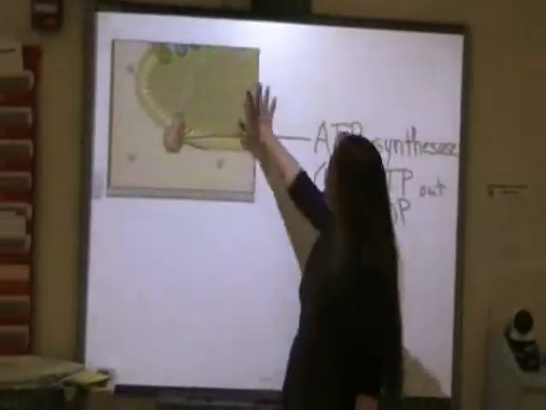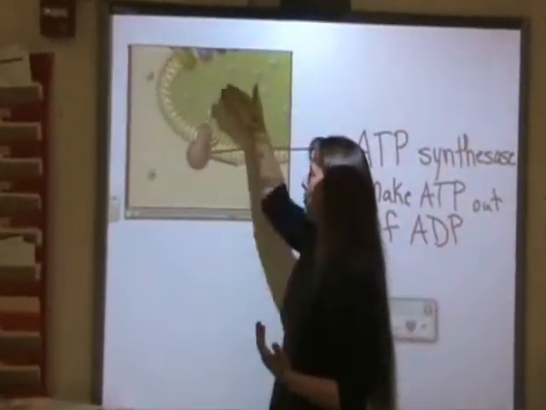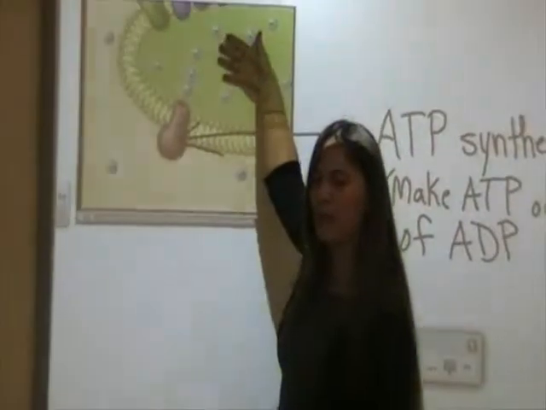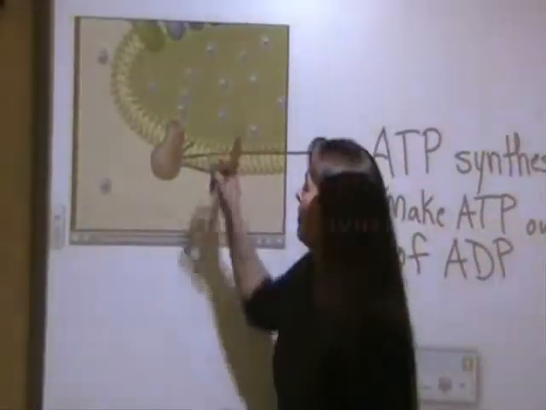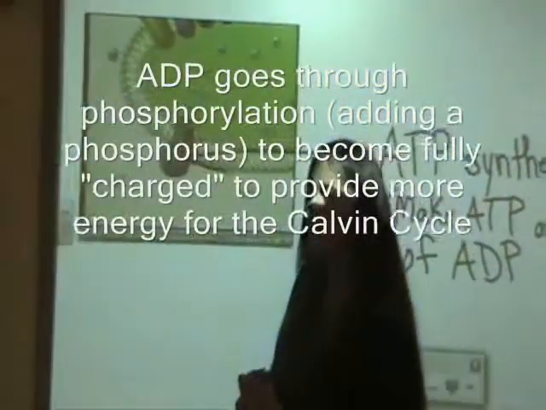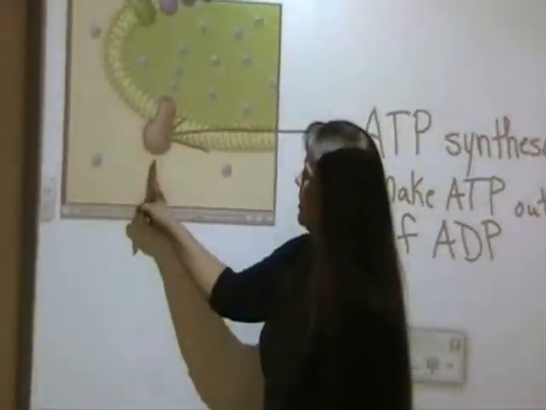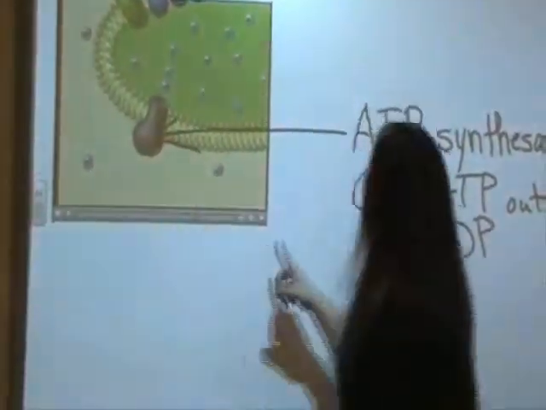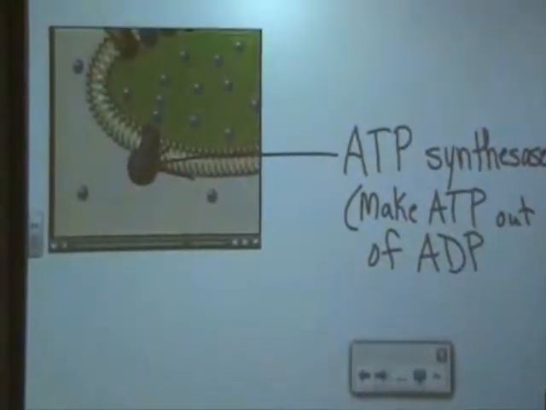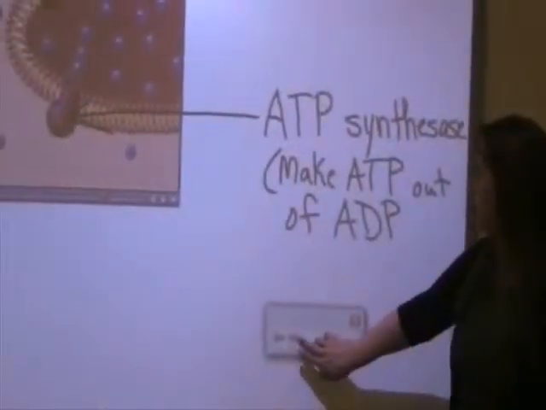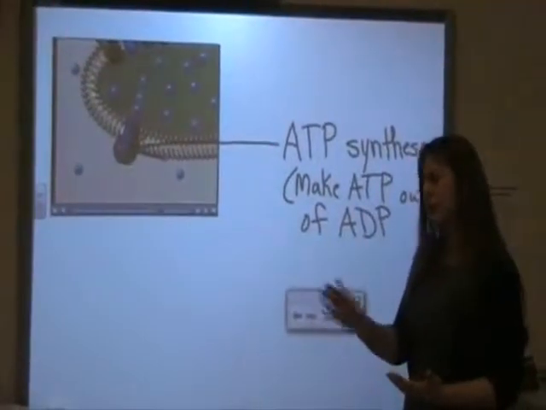Also, those hydrogens have been building up inside this membrane. You'll remember during diffusion when there's a high concentration on one side of the membrane and a low concentration on the other side, they tend to want to even out. But hydrogen inside this membrane is a little bit special because in order to get out, it goes through this enzyme. This is called ATP synthase. And what it does is it makes ATP out of ADP. ADP is a very low energy molecule. ATP is a very high energy molecule. It's direct energy for the cell.